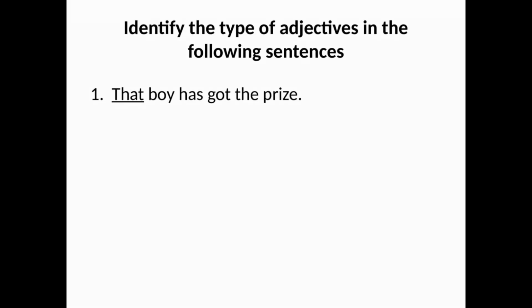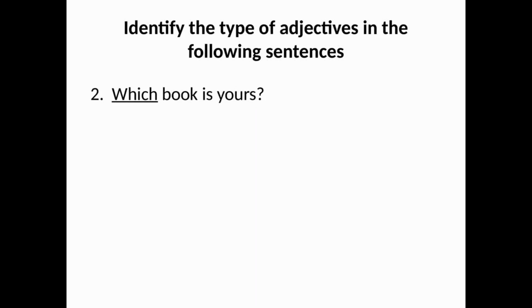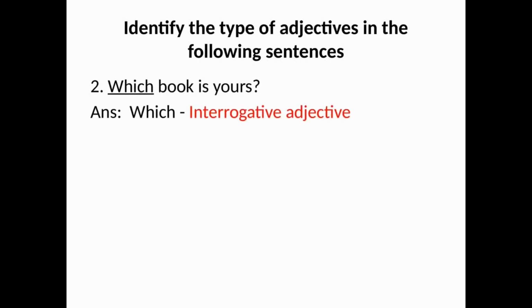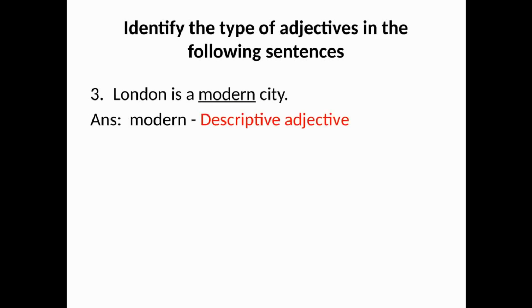Identify the type of adjectives in the following sentences. That boy has got the prize. That is a demonstrative adjective. Which book is yours? Which is an interrogative adjective. The last one, London is a modern city. Modern is a descriptive adjective.